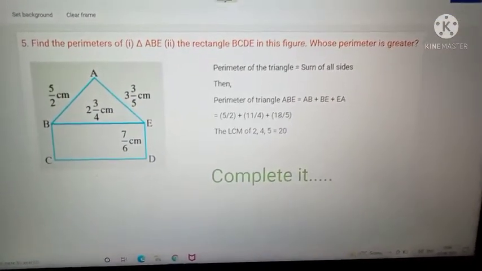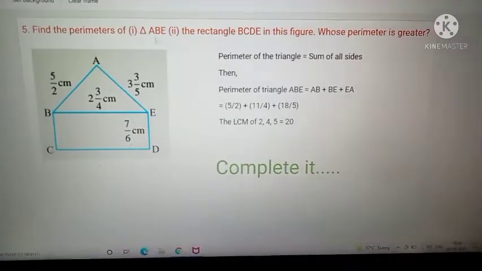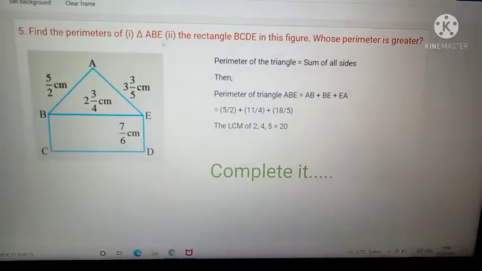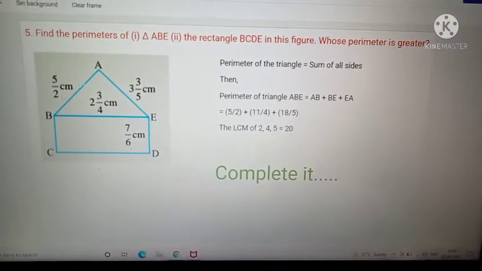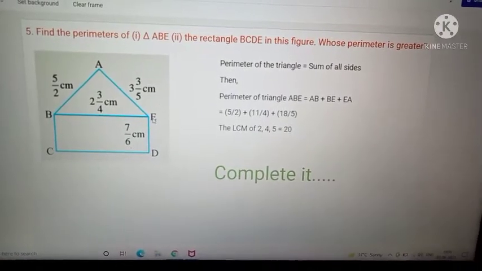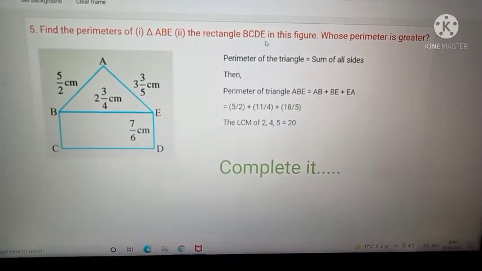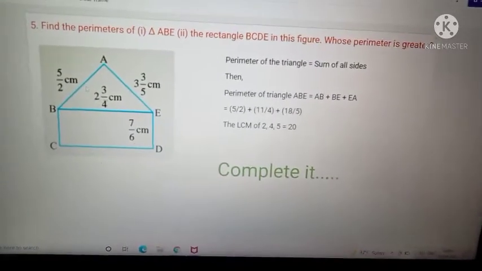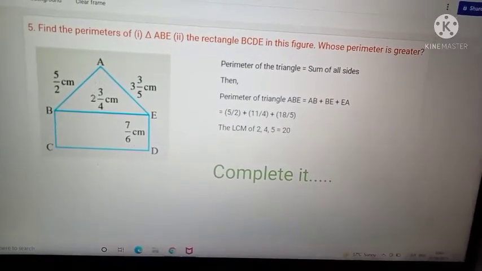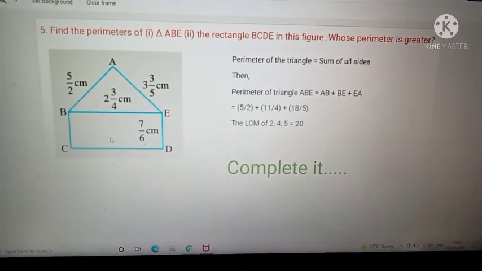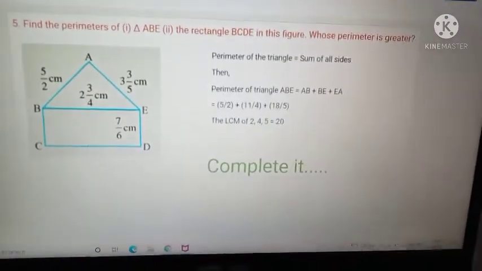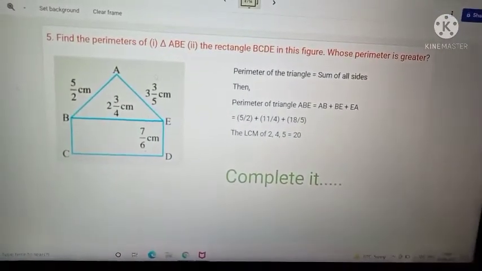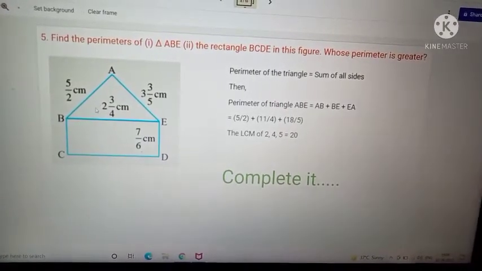Fifth question. Find the perimeters of triangle ABE and rectangle BCDE. We have to find the perimeters of first this triangle, then this rectangle, and we have to find which perimeter is greater. Okay, let's find the perimeter of this triangle first.